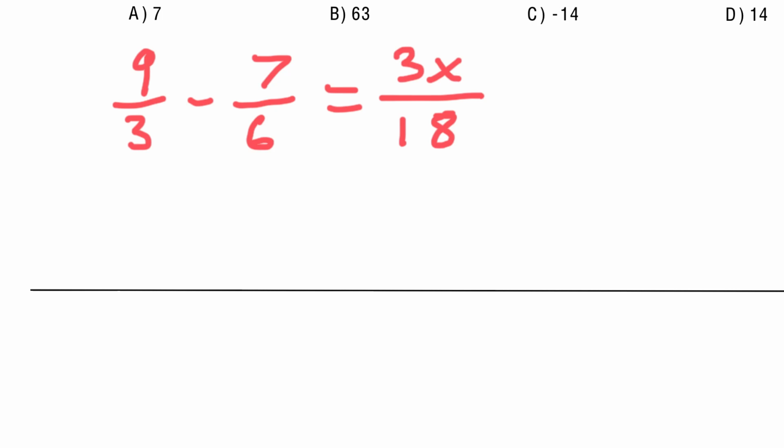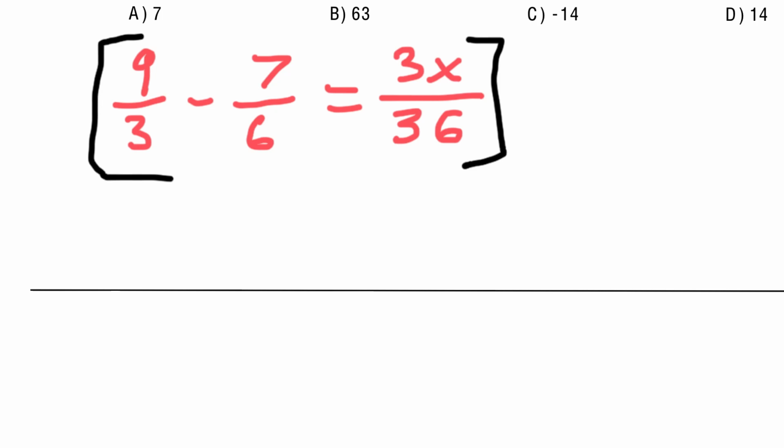Or even better yet, to go with the theme, 3x over 36. Okay, so we have to find a number that we can multiply each of these terms by to eliminate the fraction part, right? So on this one, 36 is our number because 3 and 6 will divide into 36. So we would multiply both sides, the whole thing, by 36. And this is one way of showing it.